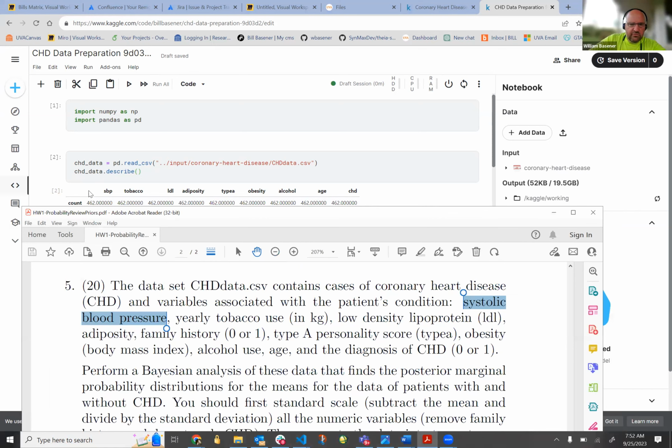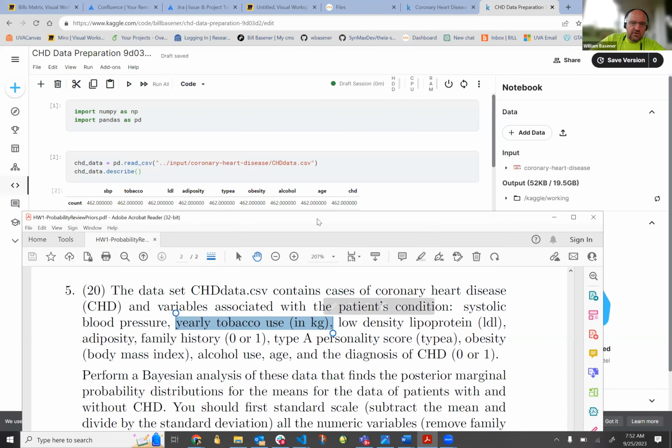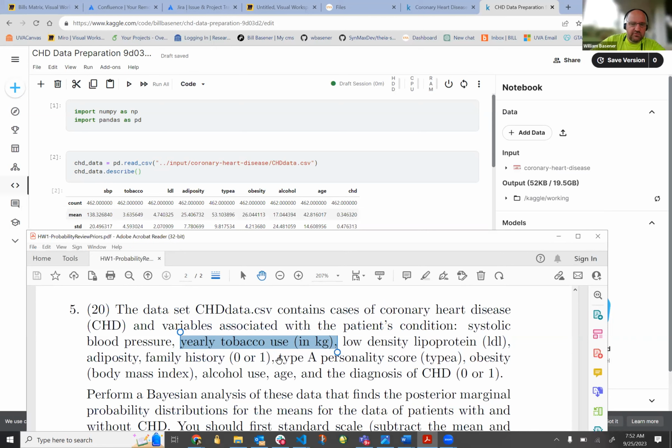Okay, so systolic blood pressure, that's SBP. Yearly tobacco use in kilograms. Okay, so this is interesting. Maybe it's not super important, but for taking ownership and understanding, this is how many kilograms the person used. 3.6 kilograms is the average amount of tobacco. I have no idea if that's a lot or a little. I've never smoked a cigarette. So I have no idea.